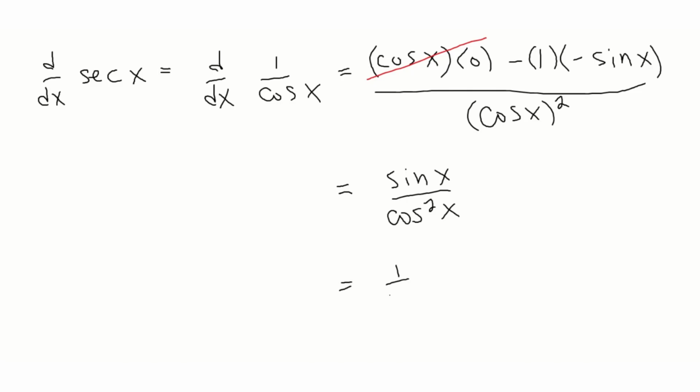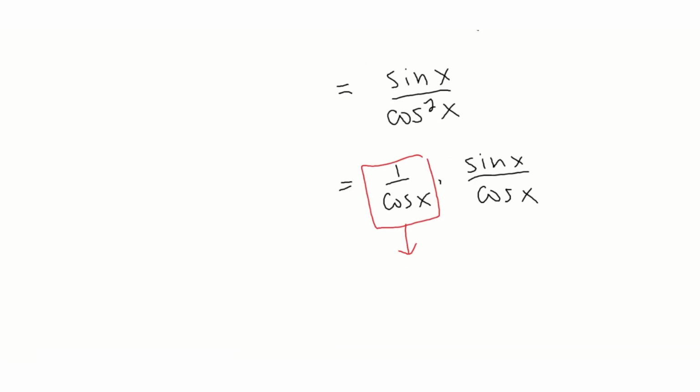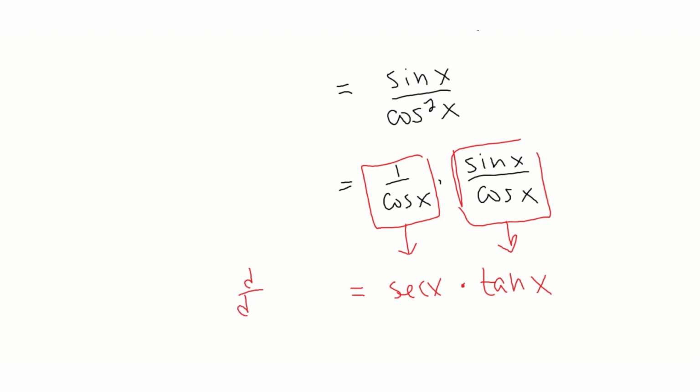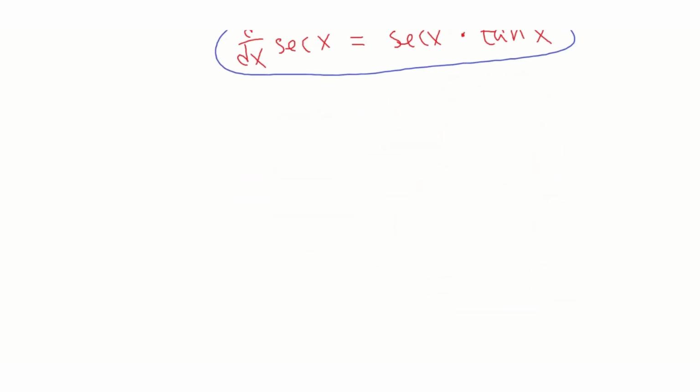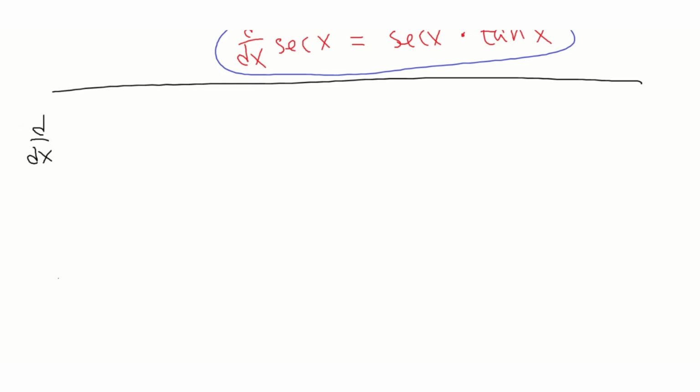We can split the denominator and rewrite as two fractions. 1 over cos is secant, and sine over cos is tangent. So the derivative with respect to x of secant of x is equal to secant of x times tangent of x. You can do the same thing for cosecant and get the following.